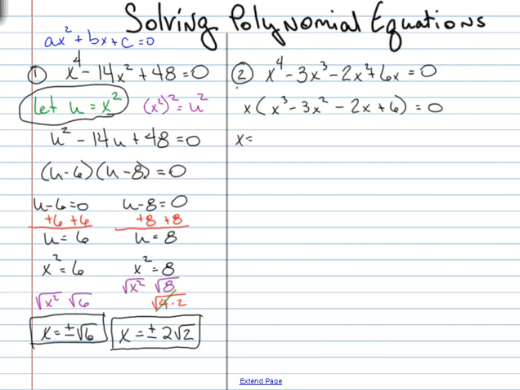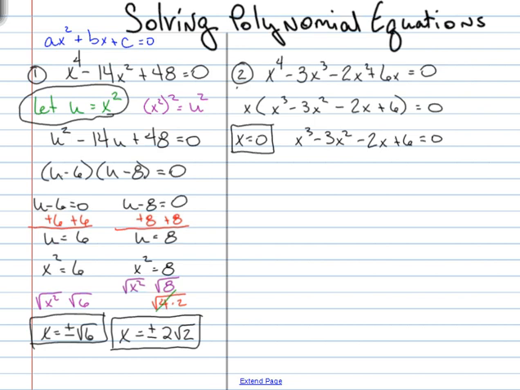So I have x equals 0, and I have x cubed minus 3x squared minus 2x plus 6 equals 0. Oh wow, look, we have already found one of our four solutions, x equals 0. Now looking at the other portion here, we do have to go through and continue factoring.